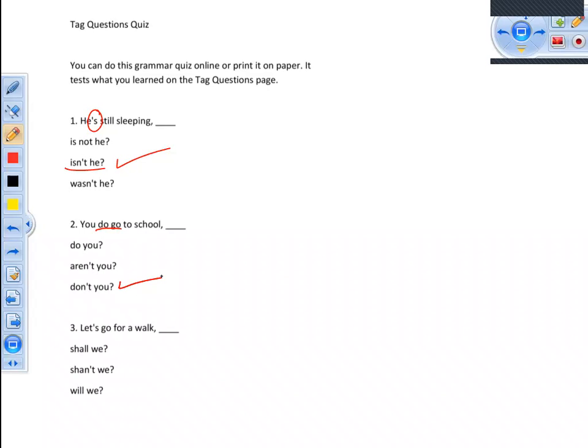Fatma Khalid, can you answer number 3? It's a suggestion. Should we or Shall we? Shall we? That's the correct answer. Thank you.